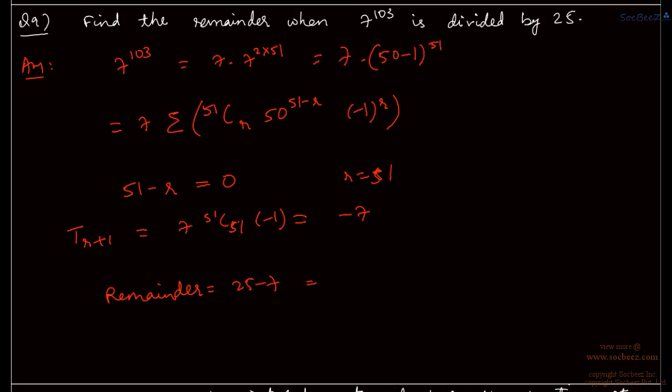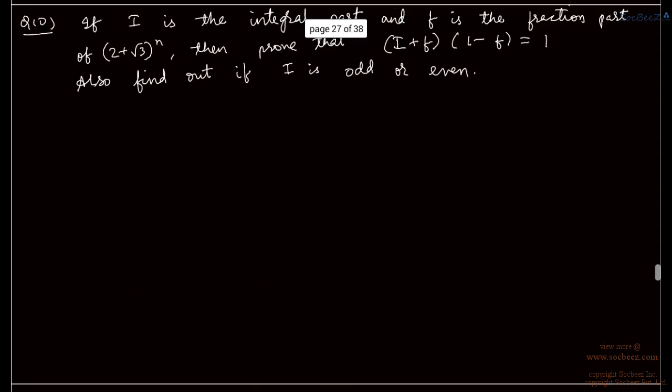So this is how we solve this kind of question. We just expand 7 power 103 in a specific way so that you can express the expansion in terms of 25, right? So we see that we use the fact that 50 is a multiple of 25, and hence finally we get the remainder as 18. Right.